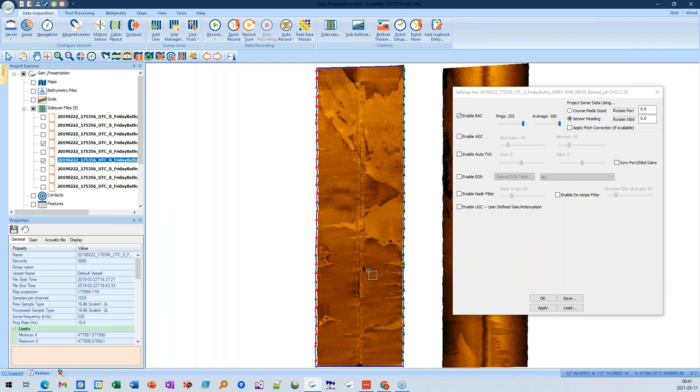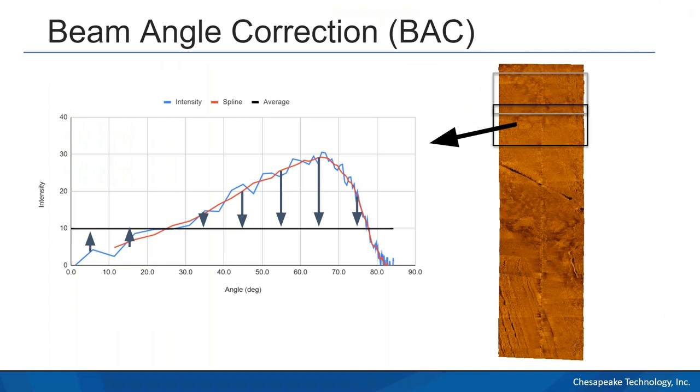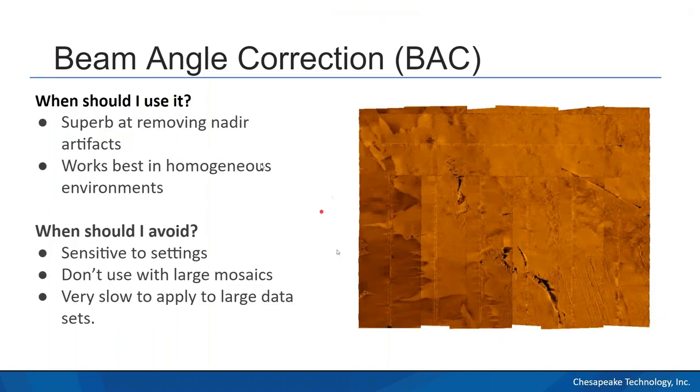So my chief complaint with it is that it's really slow because it's computationally intensive. So superb at removing nadir artifacts. I think it's the best at that. It works best in homogeneous environments. It's really similar to auto TVG in that respect. It's very sensitive to settings. So if you get those settings wrong, you'll actually see the little boxes as it's jumping down the line.